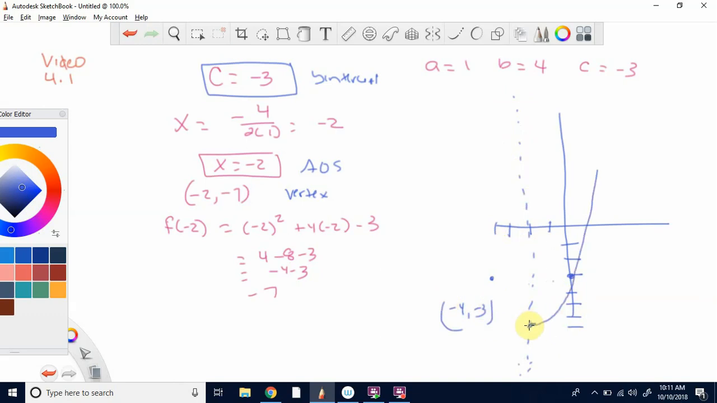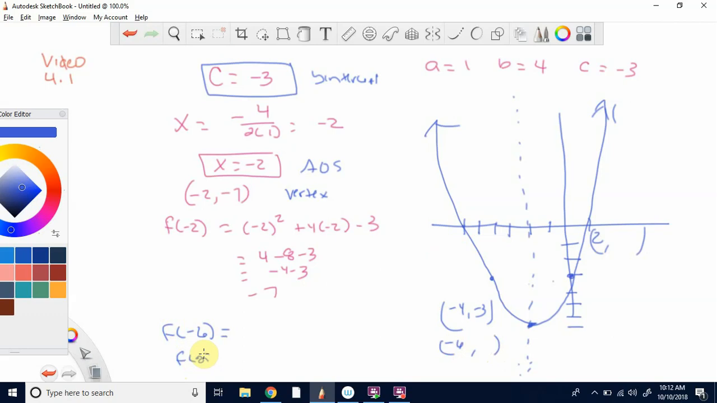Now I can connect the dots and make a smooth curve. So they want you to plot the vertex, the y-intercept, the axis of symmetry, the symmetrical point, and then they want 2 more points. So this is 0, I might pick 2. So if I pick 2 units away from 0, I'm going to go 2 units this way, so I'm going to pick negative 6. And I'm going to do f of negative 6 and f of 2.